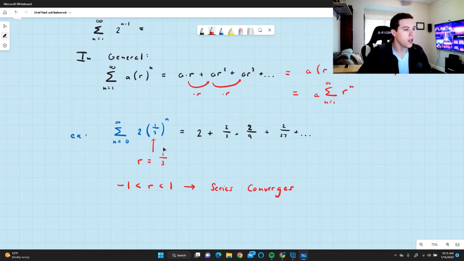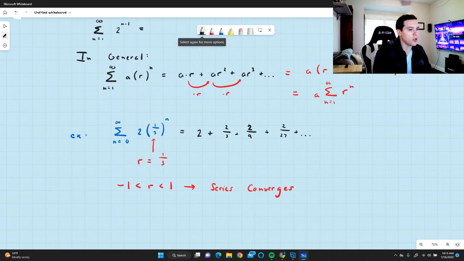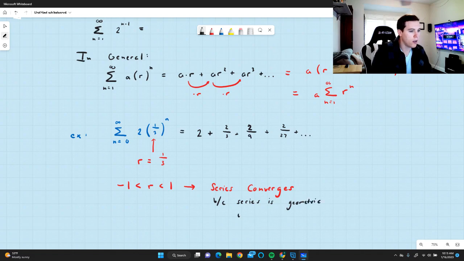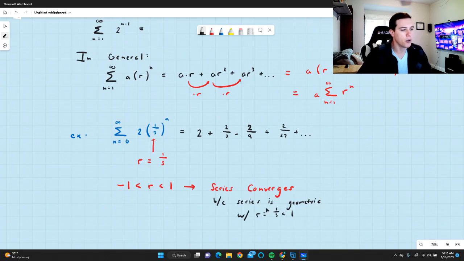So in this case, we have an r value that is between -1 and 1. So immediately you can say this series converges. And then you would just say, because the series is geometric, with r equal to 1/3, which is less than 1. That's a pretty good answer. You're kind of putting everything together.